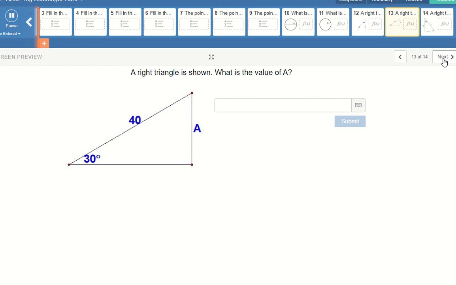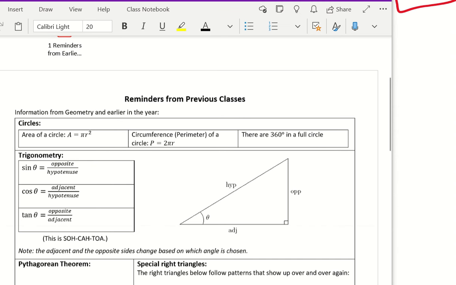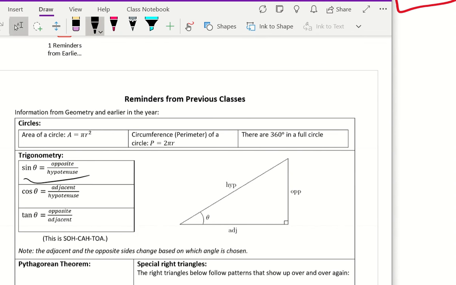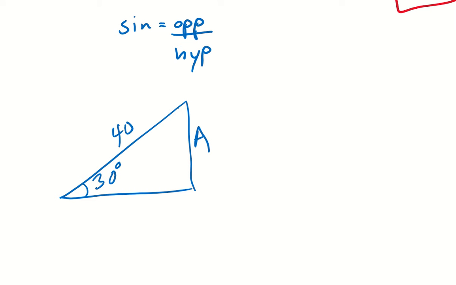So similarly, we're dealing with a 30-degree angle. This time we're looking at the side that is opposite the angle. So opposite over hypotenuse being 40. The side opposite the angle, it's across the triangle, is A. So we're going to use sine because sine is opposite over hypotenuse. And just a reminder, that is right here in case you need to look for it at any point.